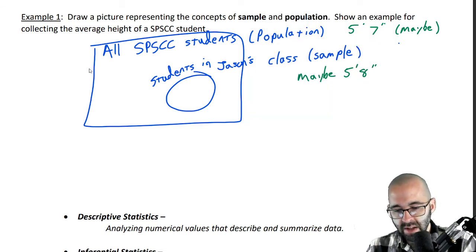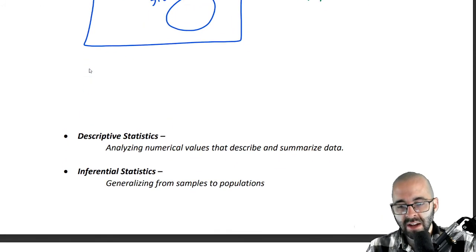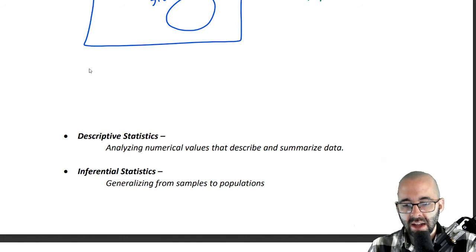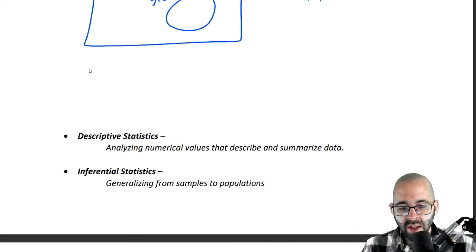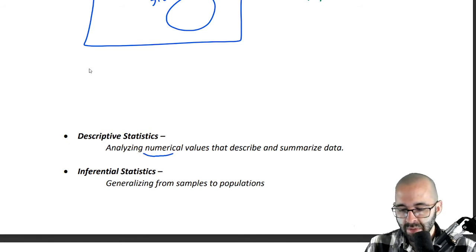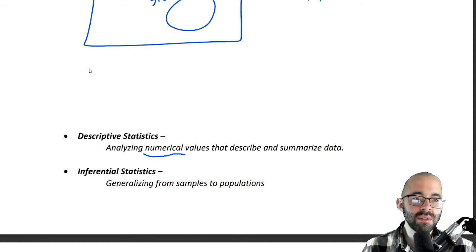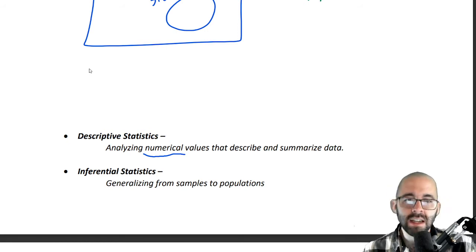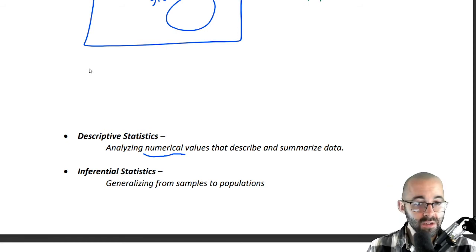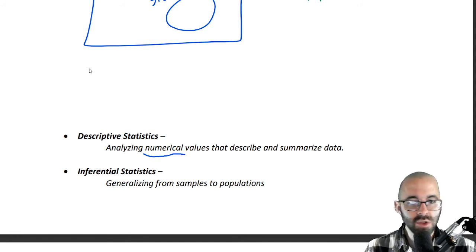All right, so next up, let's talk a little bit about some other terms: descriptive and inferential statistics. We'll get more of these as the quarter goes on, but in general, descriptive is analyzing numerical values that describe and summarize data. So emphasis on numerical right here. Later on, we'll talk about mean, medians, standard deviations, interquartile ranges, etc. And inferential statistics is more about doing something with the data and trying to get information about the population.